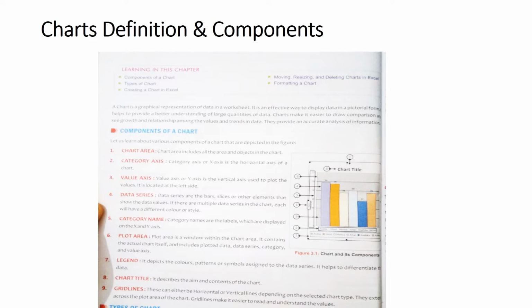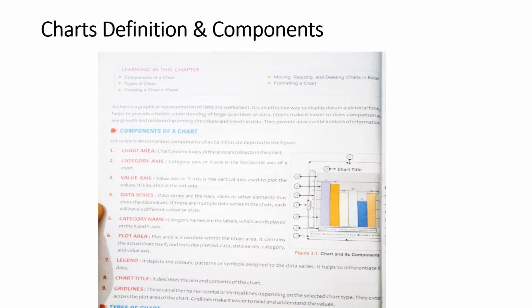Next is the data series. The data series are the bars, the slices or other elements that show the data values. If there are multiple data series in the chart, each will have a different color or style. These data series that are labeled as number 4 in this chart represent the values of the data on which the chart is based.